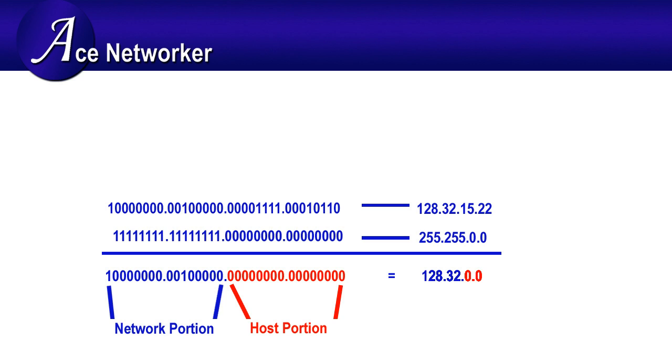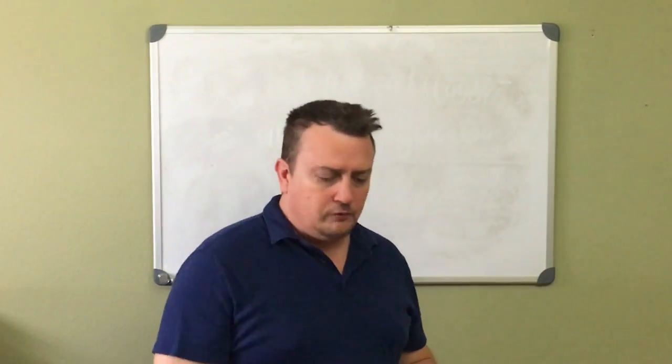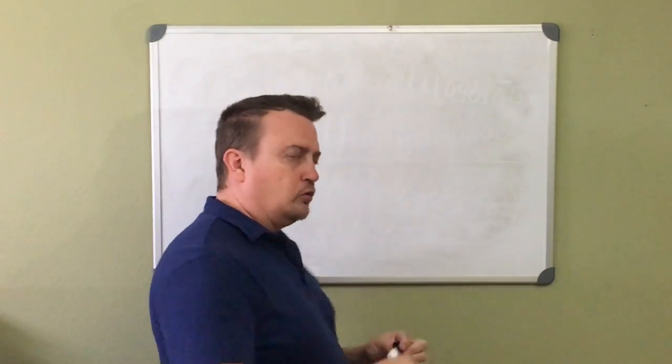This means that of the original 128.32.15.22 address, the network portion is 128.32, determined by the 1s in the subnet mask, and the rest is the host portion. Okay, so I just want to give you an example of one of the little shortcuts that you can use.